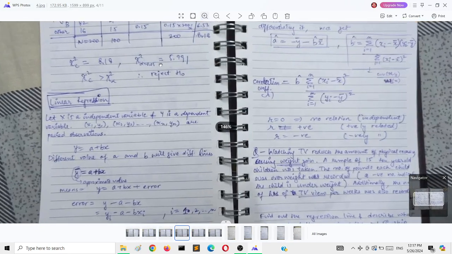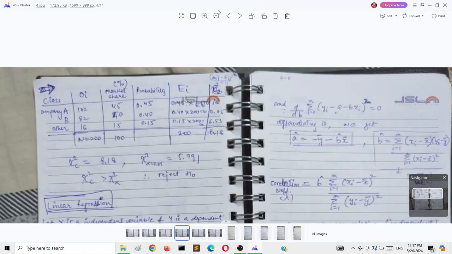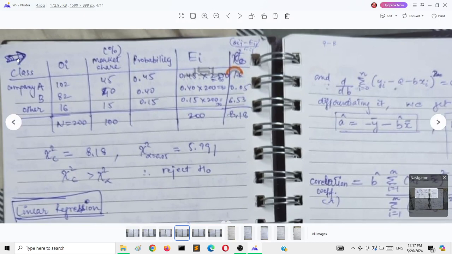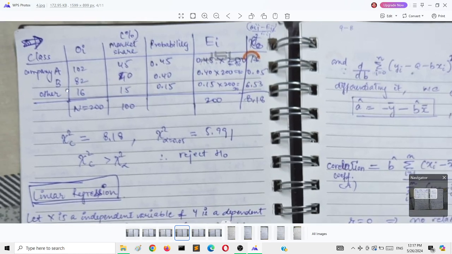Now let's actually construct the particular table. So we see the classes, right? What are the classes in our case? The classes are company A, the company which we are studying and whose ad we are increasing, company B, which is the main competitor, and the others, which are the rest of the competitors in the market of the fabric softeners, right?